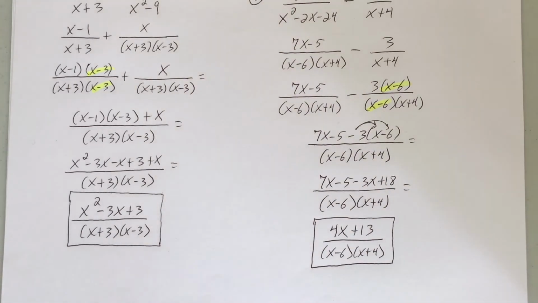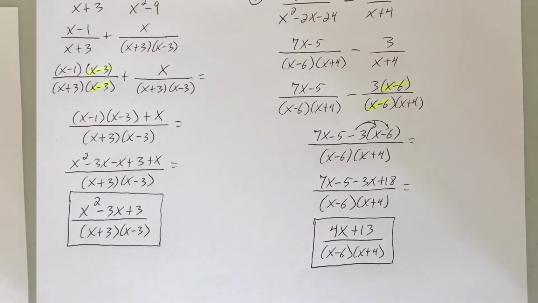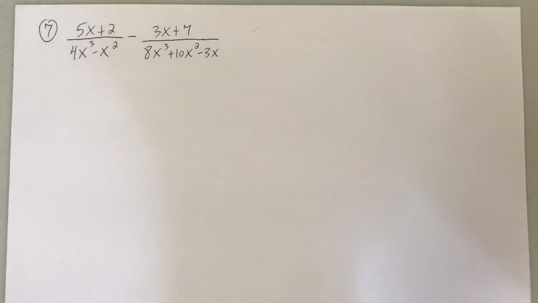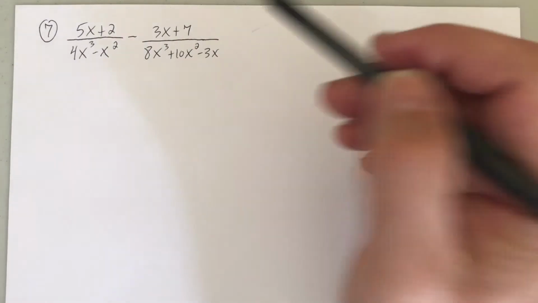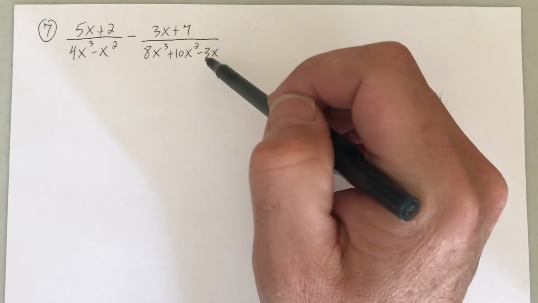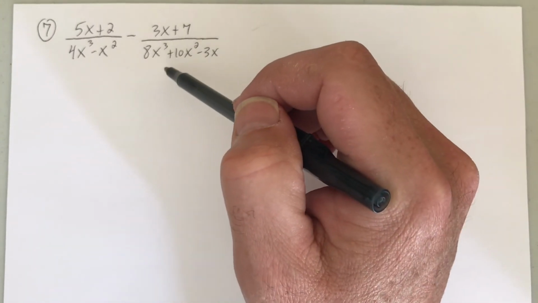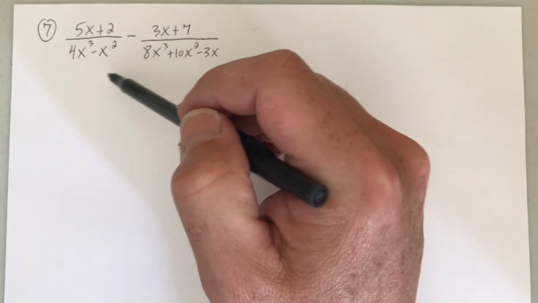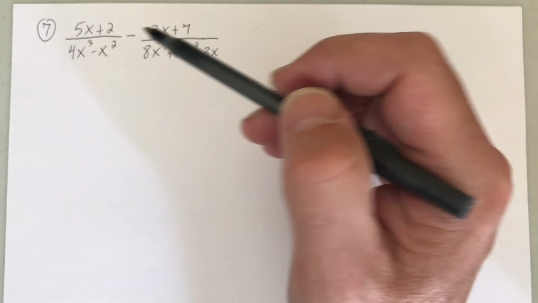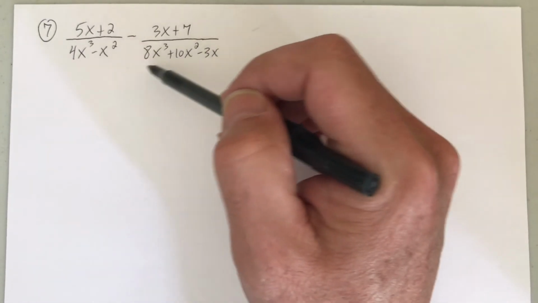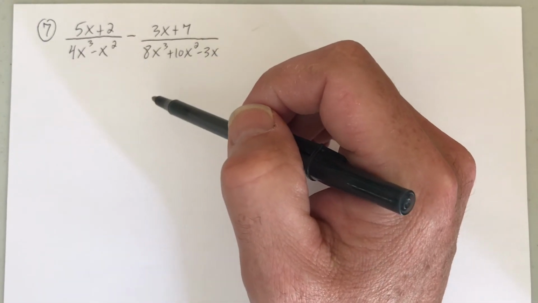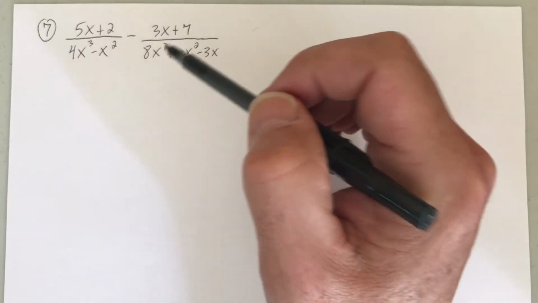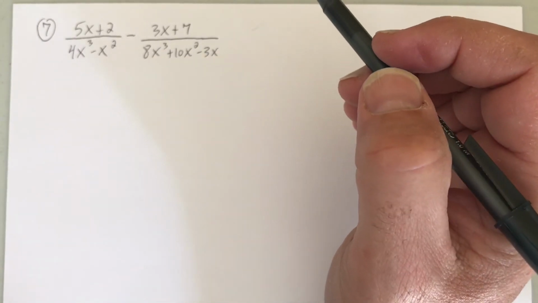All right, so let's go ahead and take a look at number 7. All right, so looking at number 7, we got a whole lot going on here. If you look at the denominators, they're not a common denominator. We don't have that. So we need to go ahead and figure out how we're going to get that least common denominator. Well, I'm going to need to factor this, and hopefully that'll make things clear when I do that.